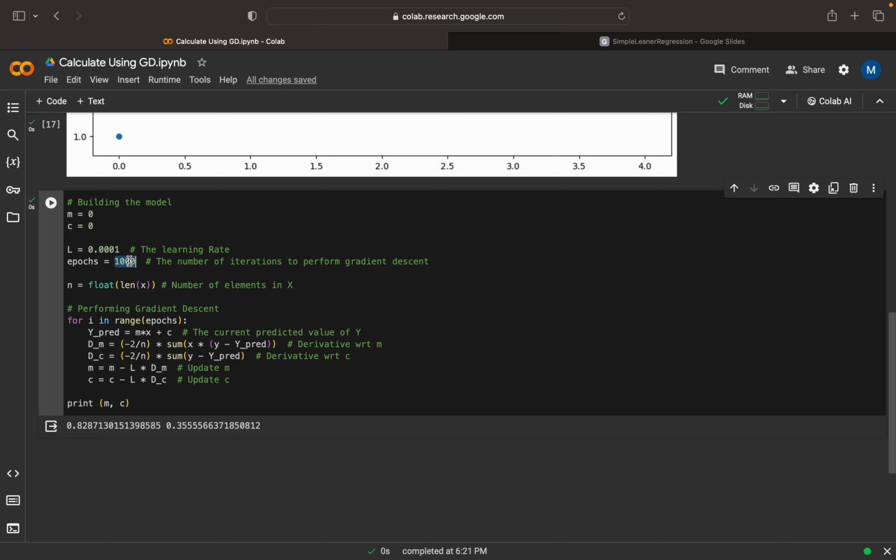Maybe you can play around with this. I will share this video. Let me put 9000 epochs. Here I got m as 1 and c as 8.1. Maybe I can change the learning rate to 0.1, and then we get some other values. The goal is that you can try different parameters. We need to find the optimum values of L and the number of epochs. That is all for this video.